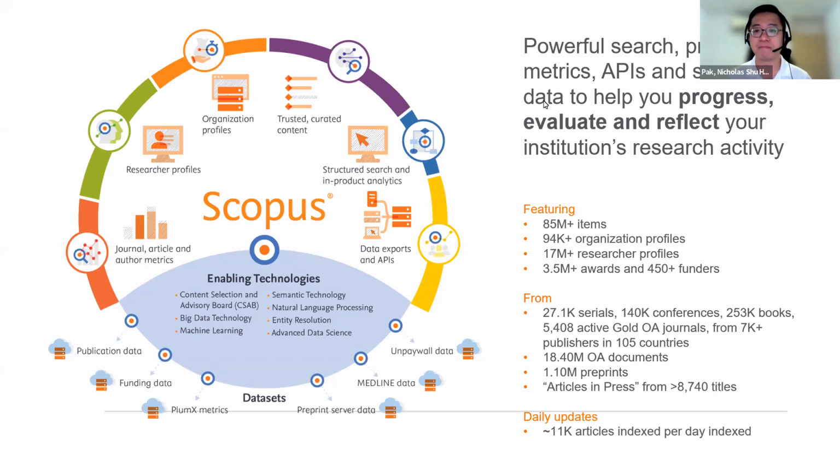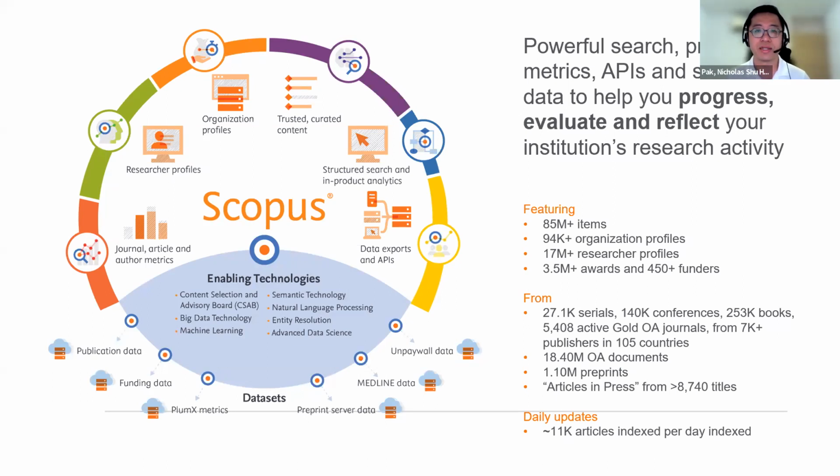Scopus has over 85 million items from over 94,000 organizational profiles. We are able to create up to 17 million researcher profiles, featuring up to 3.5 million awards and over 450 funders. And how we are actually able to do this is because we leverage a whole series of technologies. We have a very unique team called the Content Selection and Advisory Board, which is comprised purely of 23 subject experts who are sitting outside of Elsevier. They're an independent board that evaluates the quality of journals that come through.